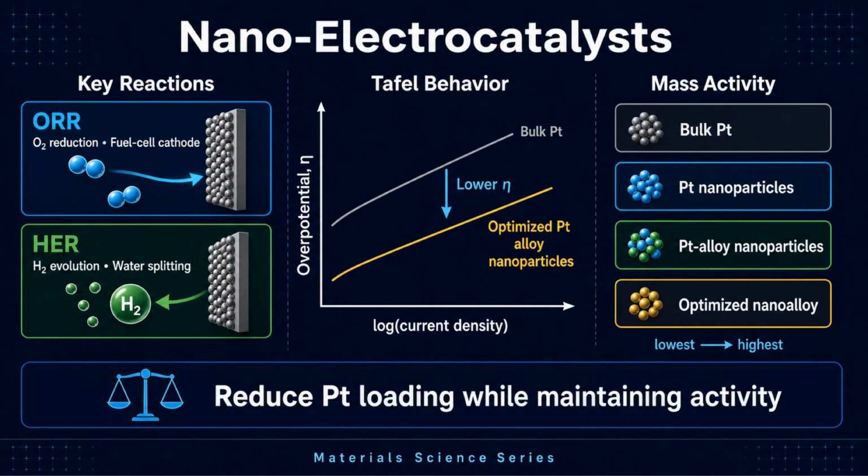Clean energy technologies depend critically on electrocatalysts. Fuel cells need efficient oxygen reduction at the cathode, water electrolyzers for hydrogen production need efficient hydrogen evolution. Both reactions benefit enormously from nanoscale catalysts. Platinum remains the benchmark for both reactions, but its scarcity and cost drive research into alternatives and optimization.